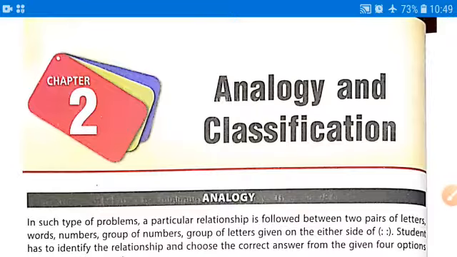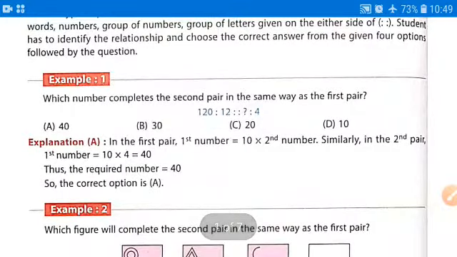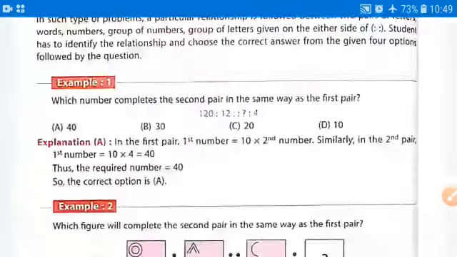So first of all, we learn about analogy. What is an analogy? Analogy is a comparison between two things that shows a way in which they are similar. What we are doing in the analogy is finding out the relationship between two things, and the same relationship will be found in two other things and compared. As in example 1, which number completes the second pair in the same way as the first pair?